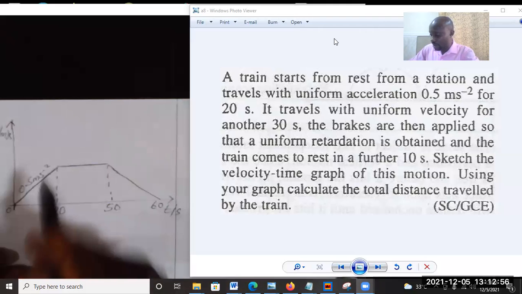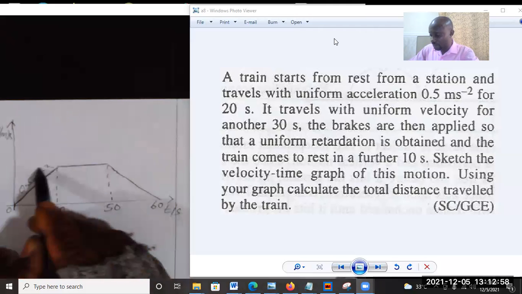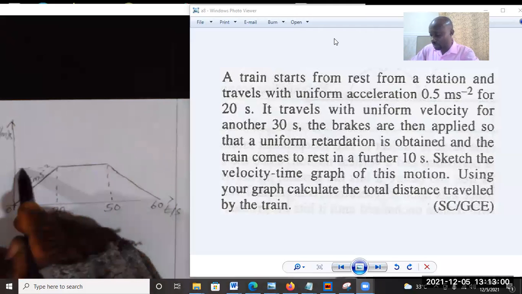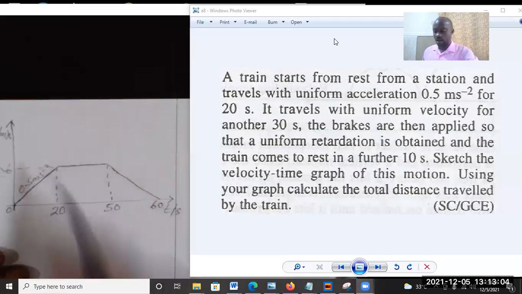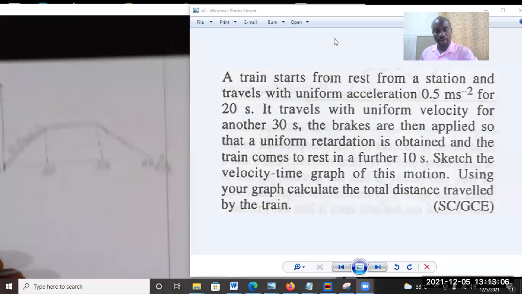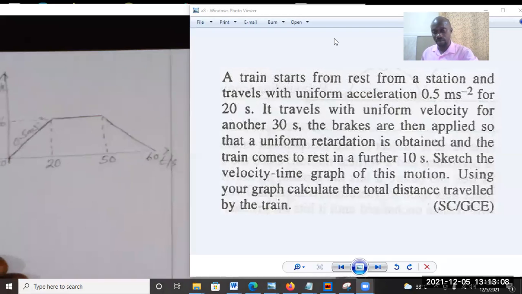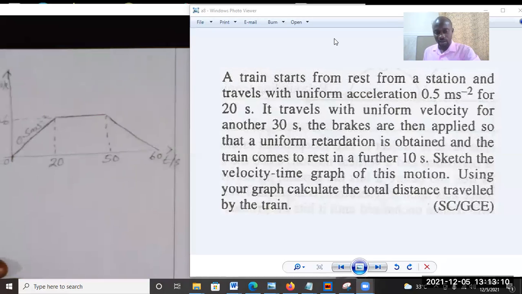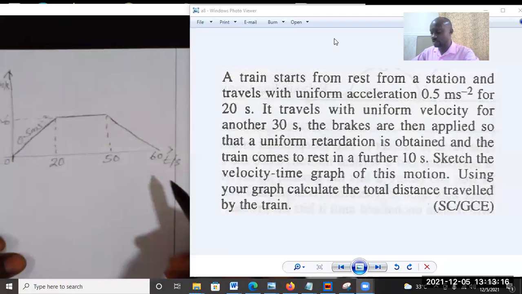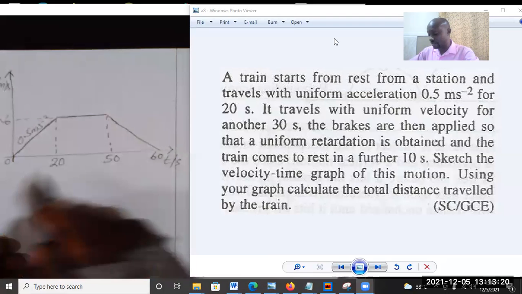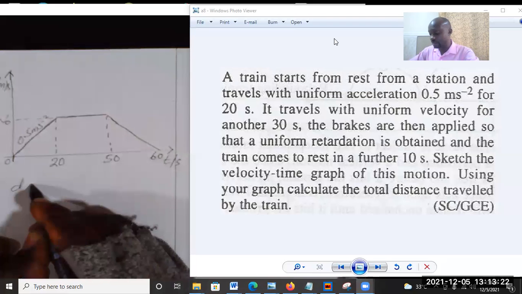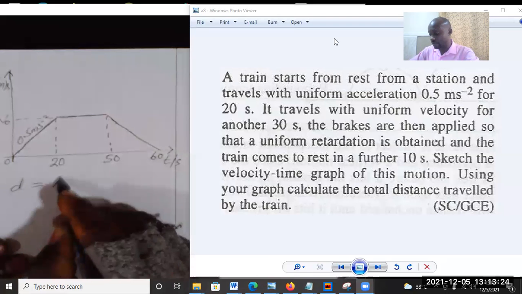Remember, this horizontal line represents the uniform velocity or speed. We represent that as V naught. Then this is how the velocity time graph will look like. That's how it will look like. Use your graph to calculate the total distance traveled. In a velocity time graph, distance is the area of the graph.